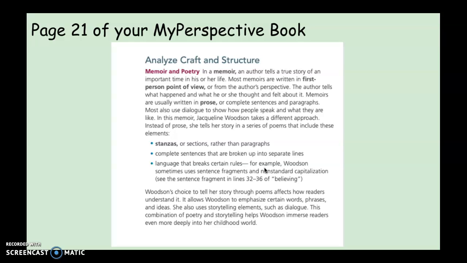So now I want you to look at page 21 of your My Perspective book. This is where they talk about analyzing craft and structure, which is a major standard that is worked on in ELA, probably now for the rest of your school career. And they talk specifically about memoir and poetry, and it's because From Brown Girl Dreaming is a memoir written in verse, which is poetry.